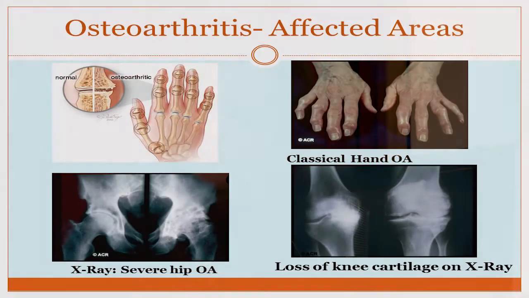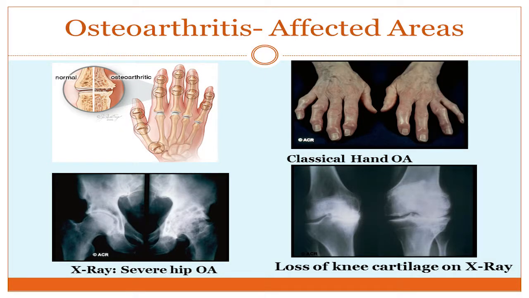So this is what osteoarthritis looks like. On the upper left is a cartoon drawing of an osteoarthritic hand. Here in the circle is a diagram showing a normal joint with nice smooth contours of the bone and nice even joint space with the cartilage overlying the bones.